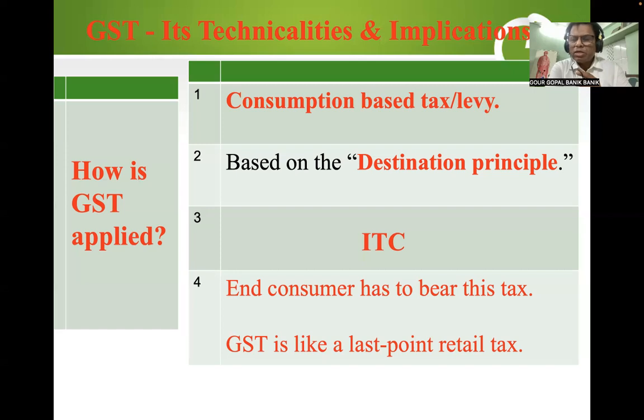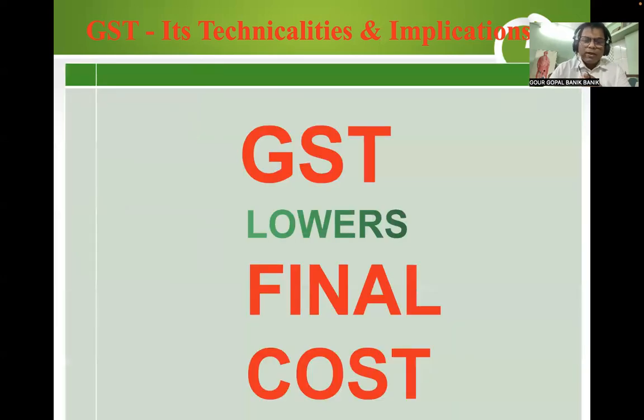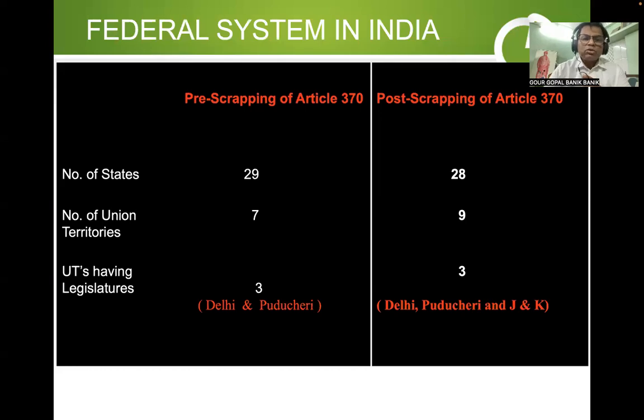Destination principle means the manufacturer produces the goods, the goods are transferred to the wholesaler, the wholesaler transfers to the retailer, and the retailer transfers to the consumer. The consumer does not transfer; ultimately, he consumes. So that's why GST is a destination-based tax. I'll also discuss ITC, input tax credit, and the consumer has to bear this tax, and that's why GST is known as the last point retail tax. These things I'm going to deal with in a new video, and we shall also prove how GST lowers the final cost.